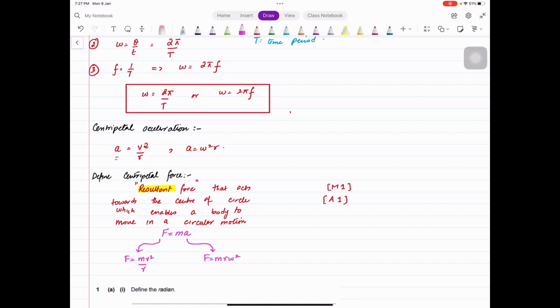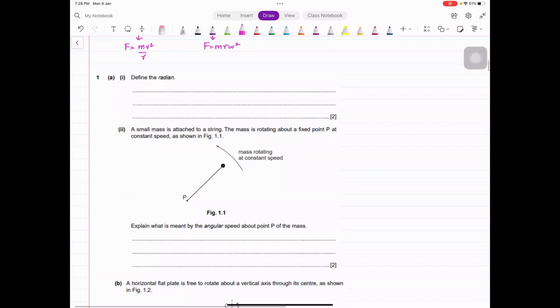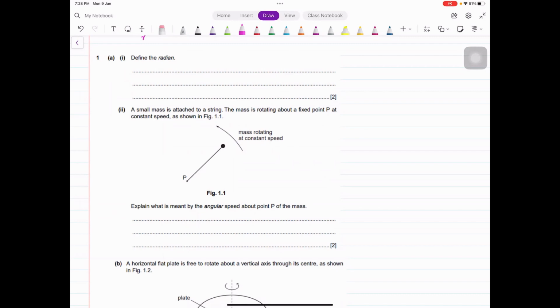Okay. All right. Now, going to the question here. So this is one type of question that's going to come. Speaking of this question, it says define radian, for 2 marks. Who's going to tell me what is the definition of radian, please? Anyone? Hurry up.